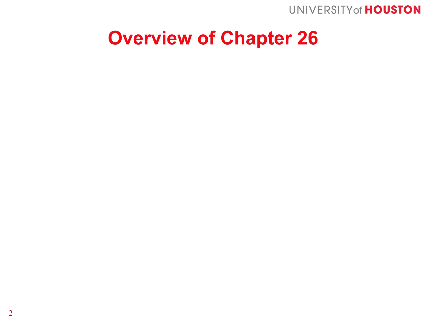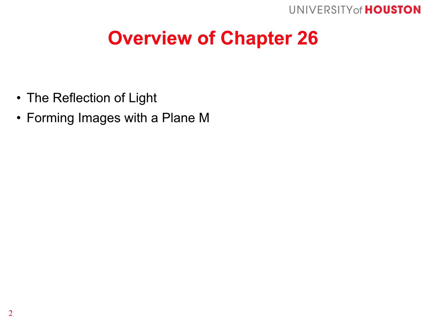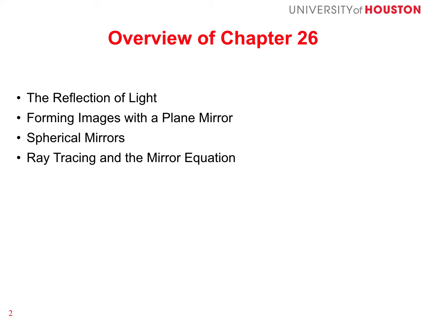We will first talk about the reflection of light and then talk about how images are formed via the reflection of light with a plane mirror. We will then talk about spherical mirrors, move on to ray tracing and the mirror equation, which helps us determine where images will be placed with respect to objects.